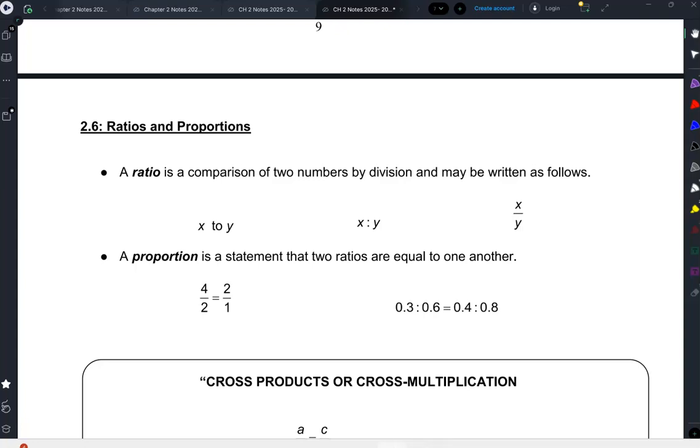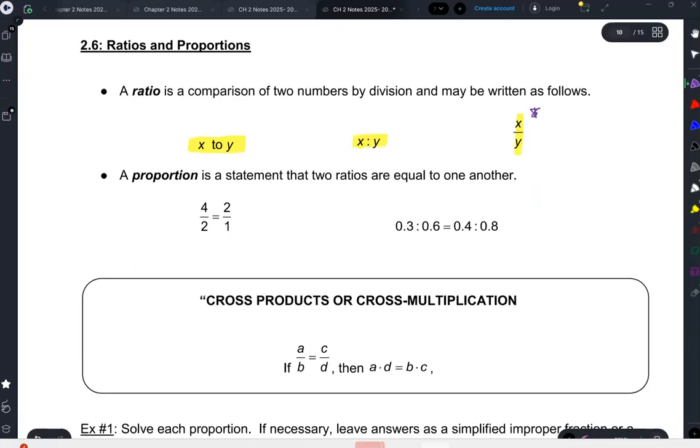So there are three ways of expressing ratios. One is like this, x to y. Literally like 5 to 2, the word "to", and so on. X to y like this, or like a fraction, x over y. That would be the same thing. This is the one that we're going to use most often because when you write it like a fraction, it just becomes so much easier to work with.